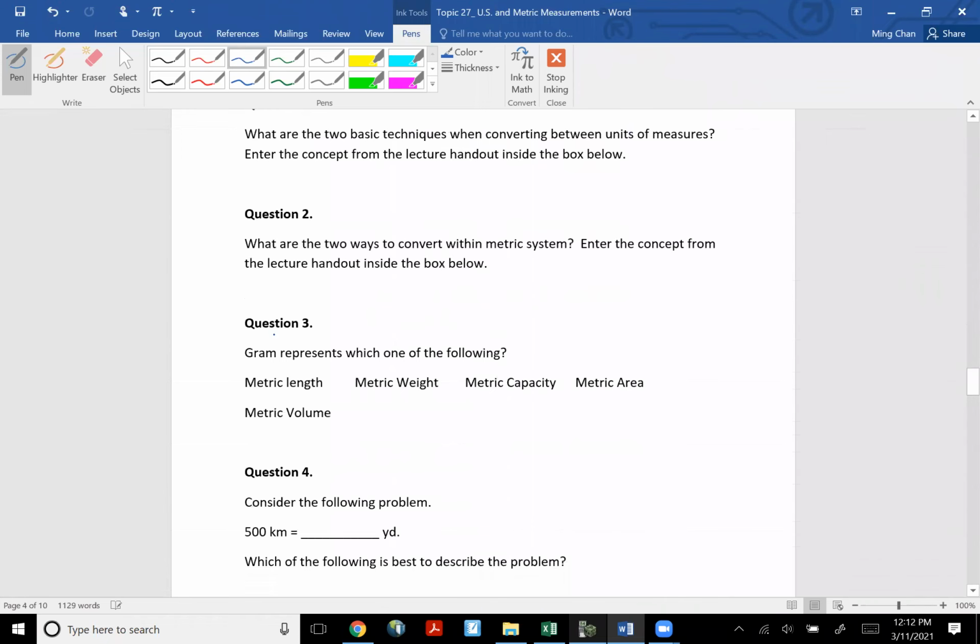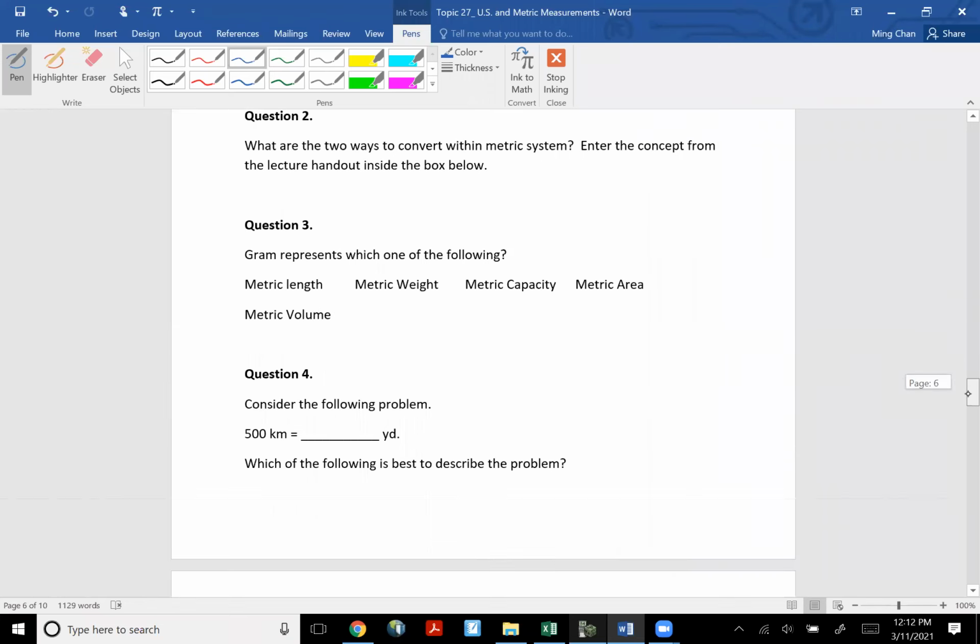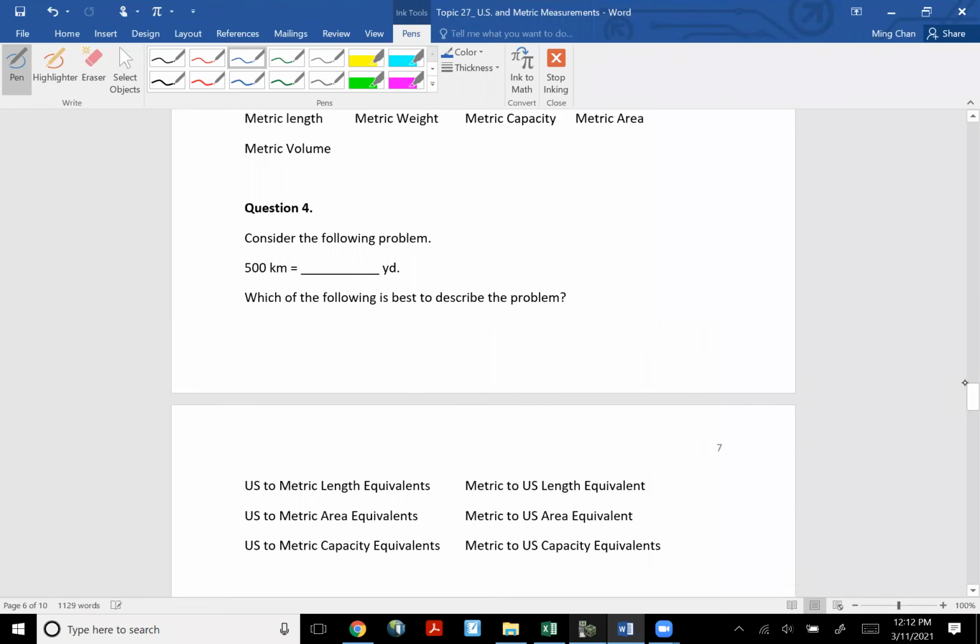All right. Gram representing which one of the five choices? Now this number 4. Which of the following is best to describe the problem? So what are we trying to convert? This is kilometers. So that's metric length, right? Metric length converted to what? US length.